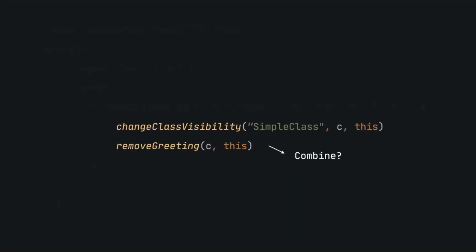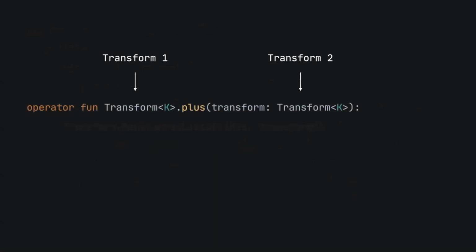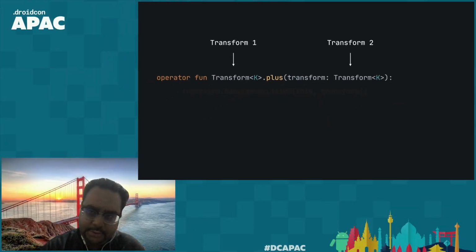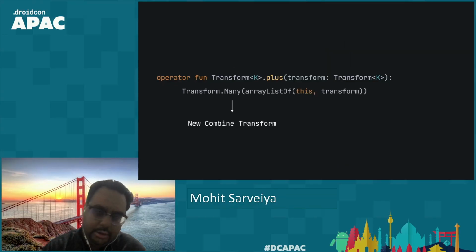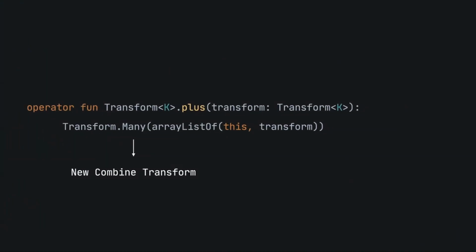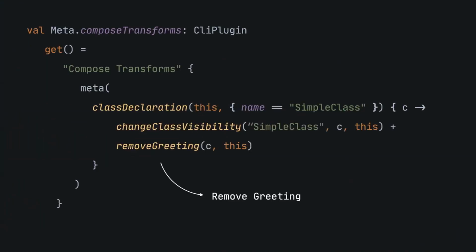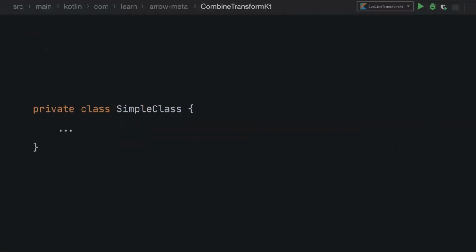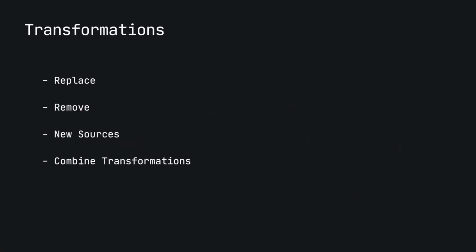When I run this, how do I combine both of these two things? In order to do that, the library provides a plus operator, and the plus operator takes in any number of transformations that you want to apply. It creates a transform.many object, which takes in a list of transformations. And this is how you combine transformations. When I run this, this will be my result with a private modifier on the class. So these are all the different transformations that you could apply.